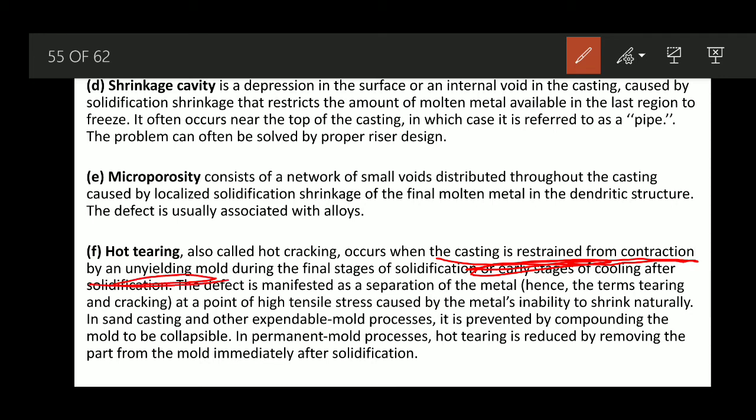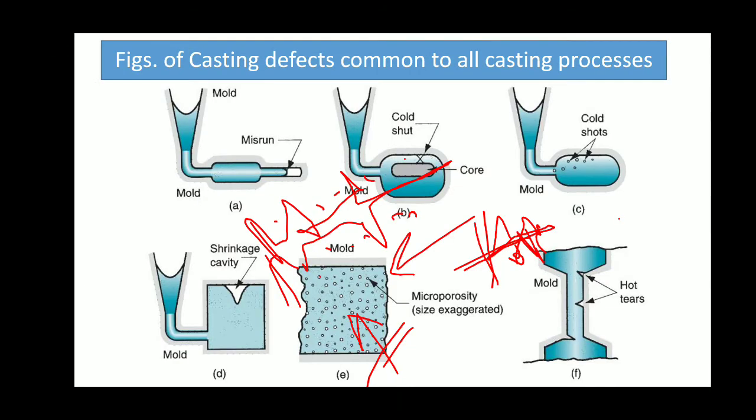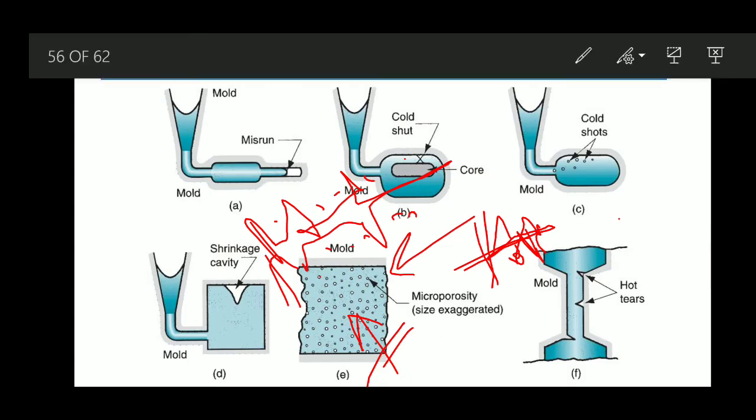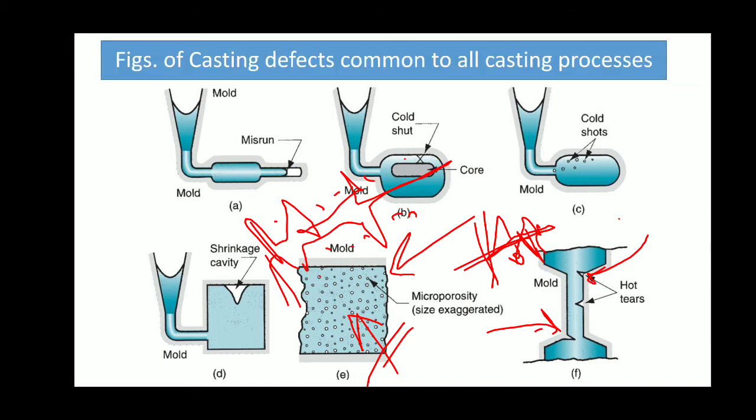Okay, and we should allow for the contraction. In this particular figure it shows the highly tensile zones. Later on it will develop some cracks when it once again gets a highly tensile portion. So this is also a problem. If at a later stage it develops tears or cracks, ultimately the product is going to fail. So these are some of the defects which are common to any kind of casting process.